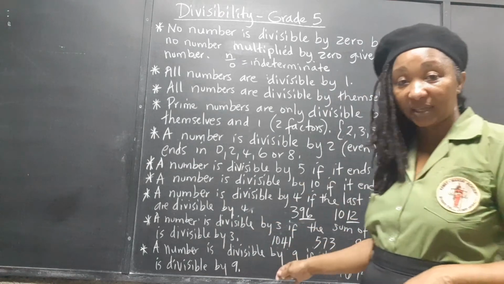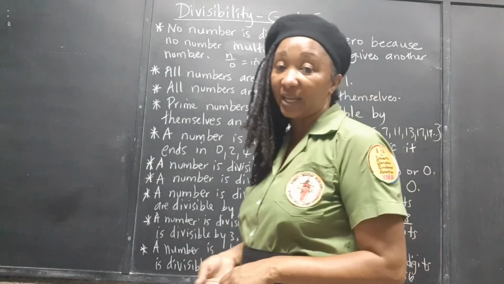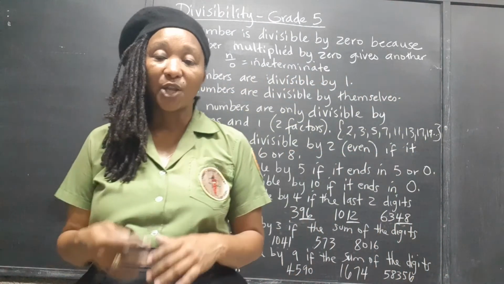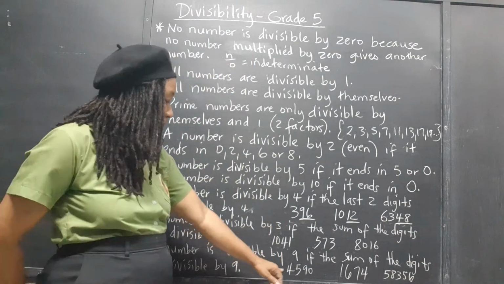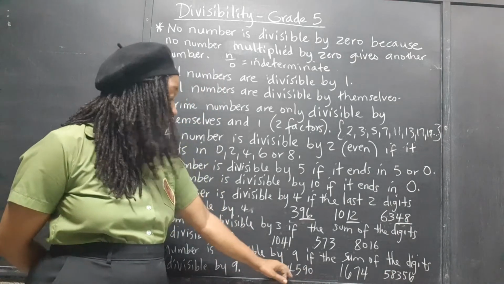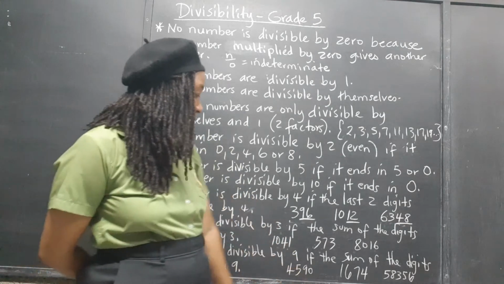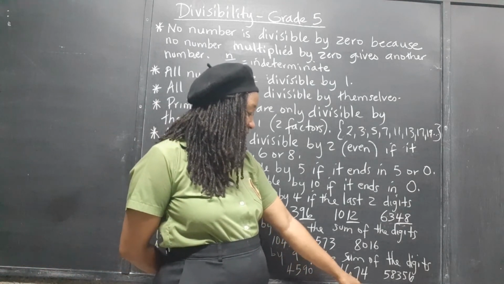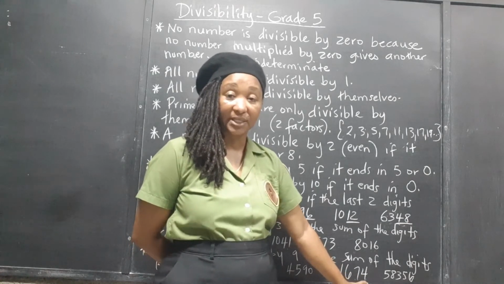Same for the 9. How do we know if a number is divisible by 9? If you add the digits and you get a multiple of 9. So 4 plus 5, 9, and 9, 18. 9 can go into 18. So 4,590 is divisible by 9. 6 and 1, 7 and 7, 14, and 4, 18. 9 can go into 18.